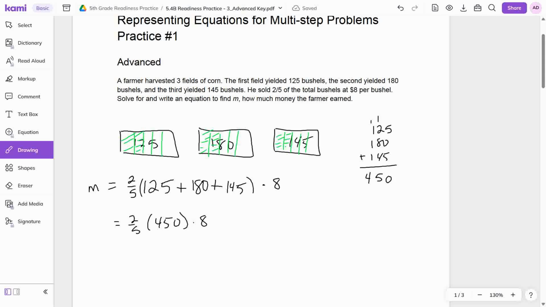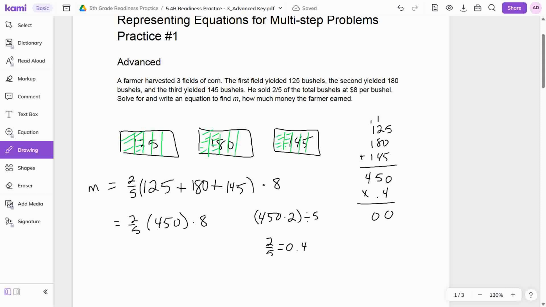Now, we've got a few different choices on how we're going to multiply by 2/5. When you multiply by 2/5, it's really a two-step problem. What you do is you take your 450 and you multiply it by 2, right? And then you end up dividing by 5. You multiply by the numerator, divide by the denominator. Or you can do it in one step. You can convert 2/5 into a decimal. So 2/5 equals 4/10. So you could just multiply by 4/10. I'm going to do that just because it's going to be one step easier.